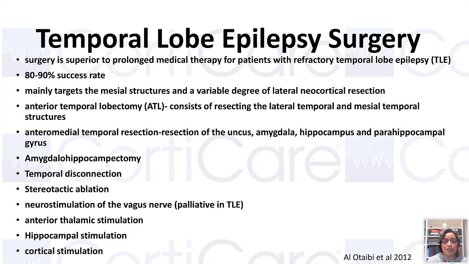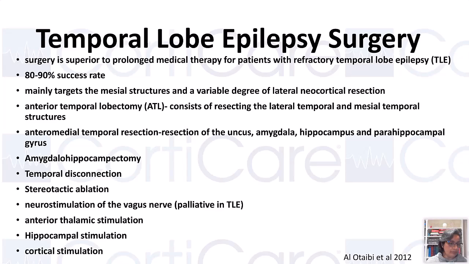So there are different types of temporal lobe surgeries. One is anterior temporal lobectomy, where they resect the lateral temporal and some parts of the mesial temporal structures. Of course, the idea is to identify the epileptogenic zone and remove it. Another surgery is anteromedial temporal resection, where the anterior part of the temporal lobe is resected, and then they access the mesial temporal areas like uncus, amygdala, hippocampus, and parahippocampal gyrus. Amygdalohippocampectomy is done through the lateral fissure, so they do not remove the anterior part of the temporal lobe. Through the fissure they access the amygdala and hippocampus, and through laser ablation they remove those areas without damaging or removing the anterior temporal lobe.